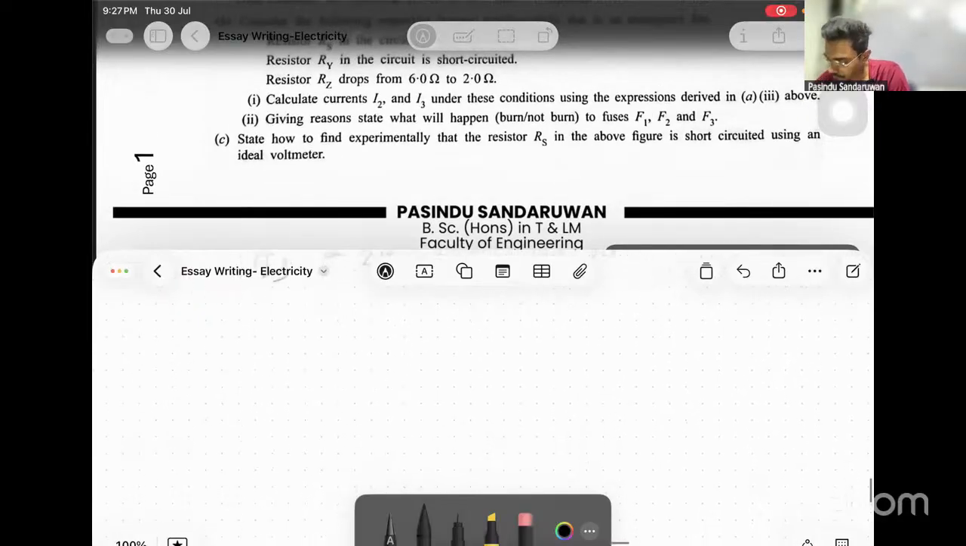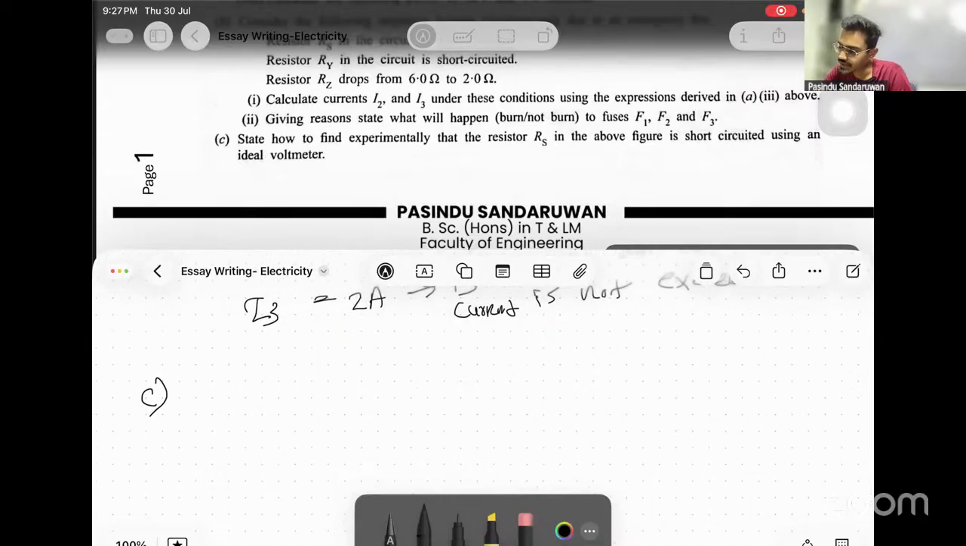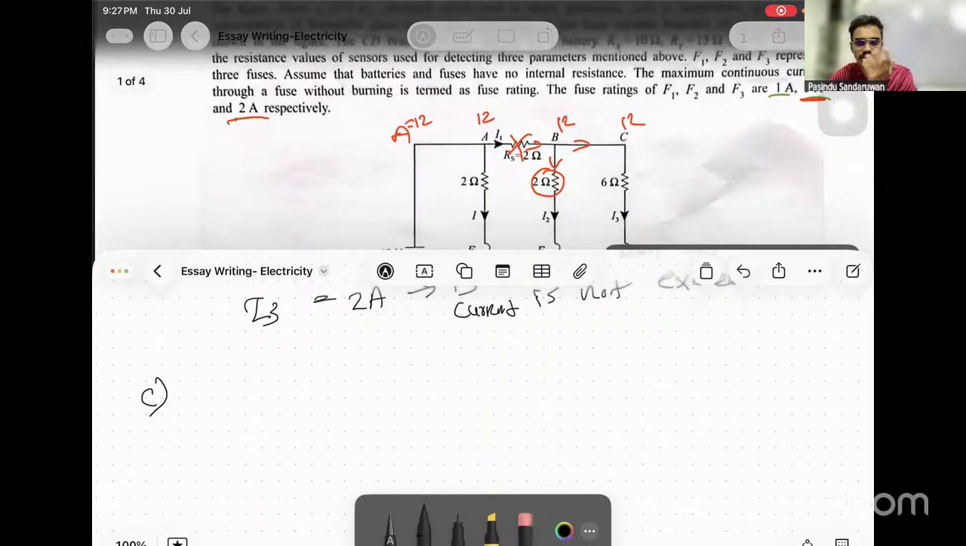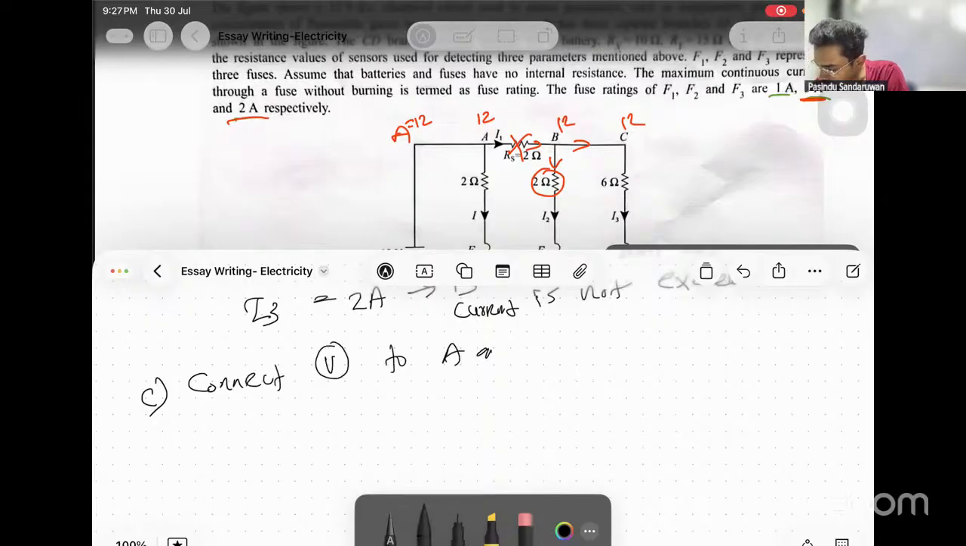Okay, see, state how to find experimentally that the resistor RS in the above figure is short circuited using an ideal voltmeter. If a resistor is short circuited, there's no potential difference across the resistor, right? Then, to measure it using an ideal voltmeter, connect the ideal voltmeter to A and B, and it should show a 0 reading.